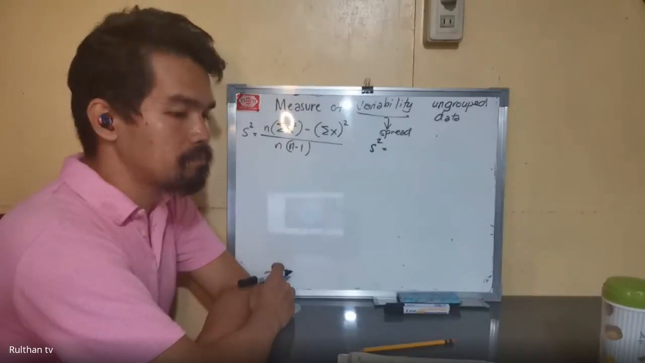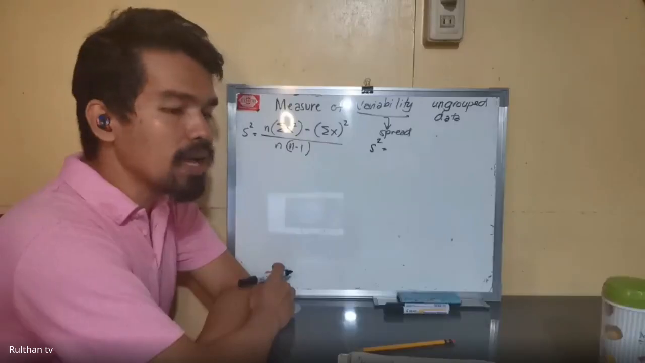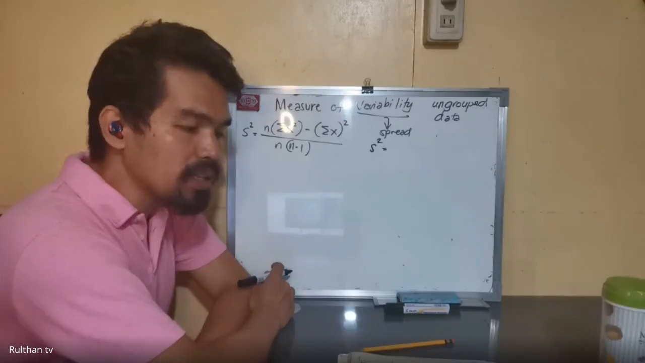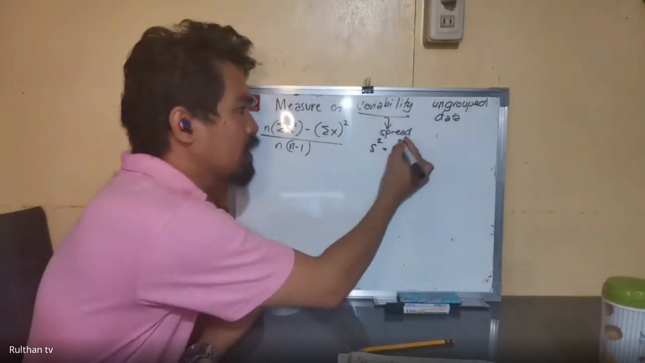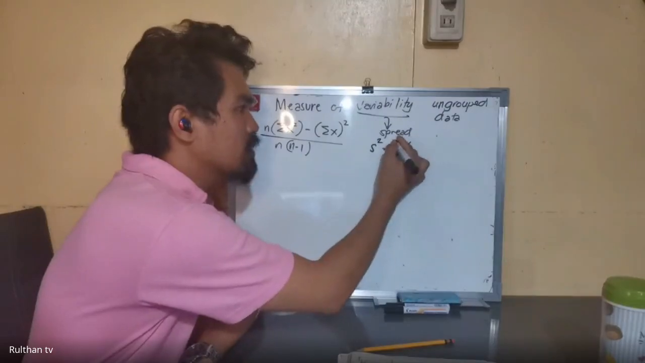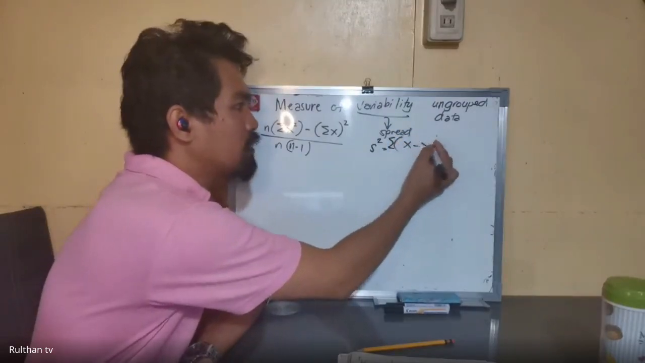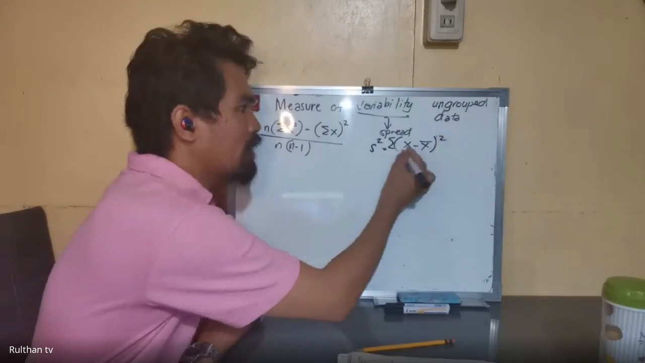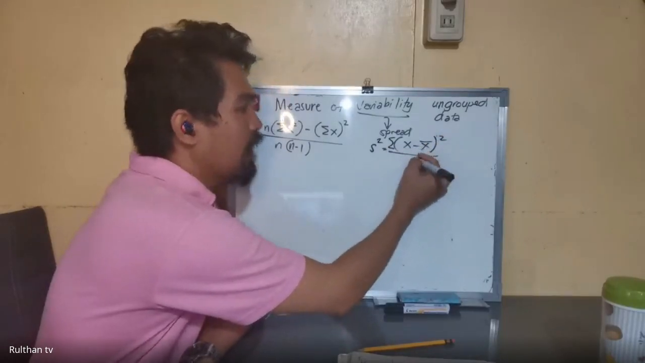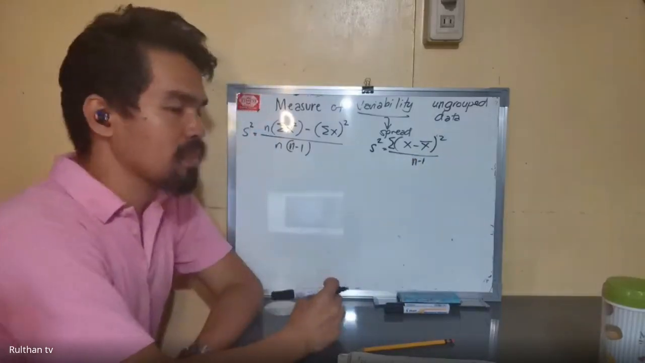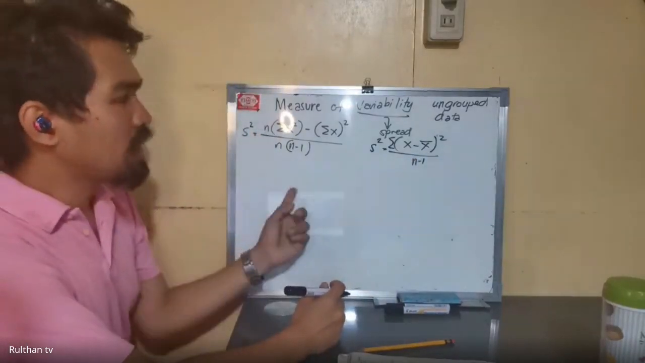We have the group data, sir. Ungrouped data: there are two formulas introduced. The other formula is the summation of x minus x bar, the mean square, divided by n minus 1. Actually, these two formulas are the same.